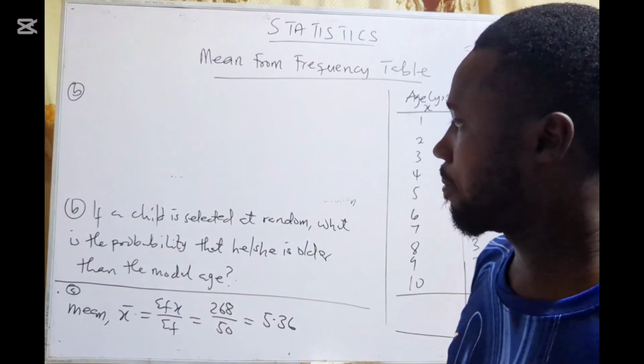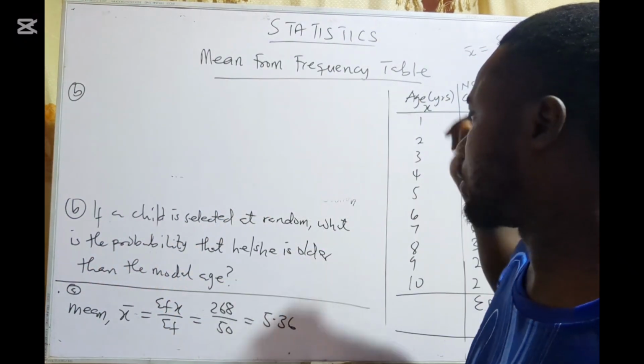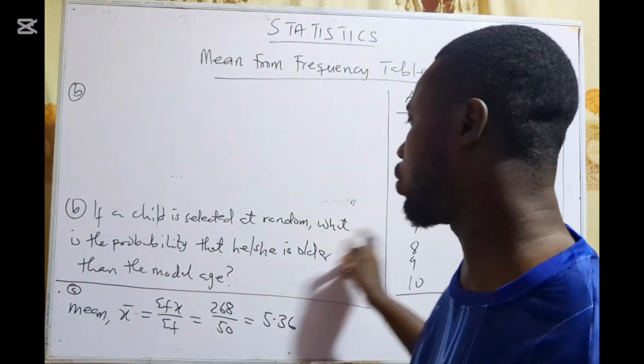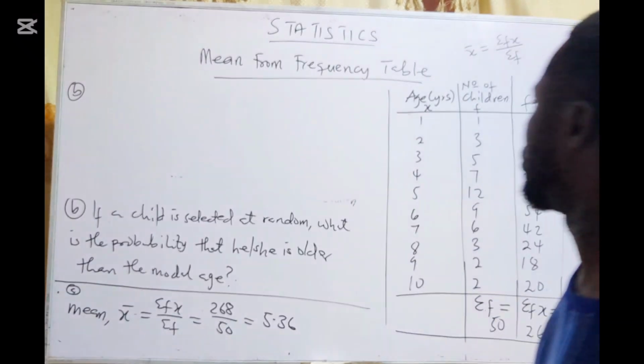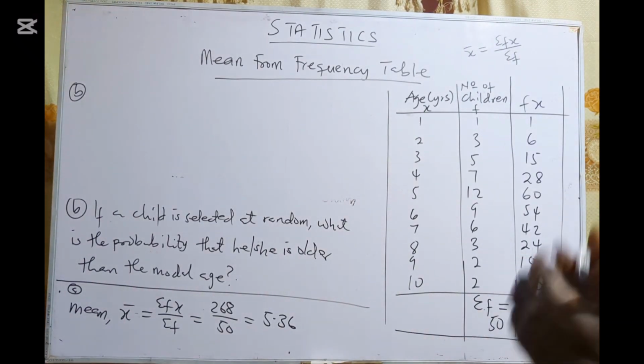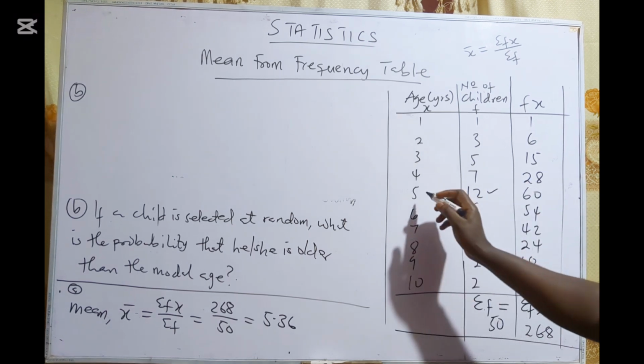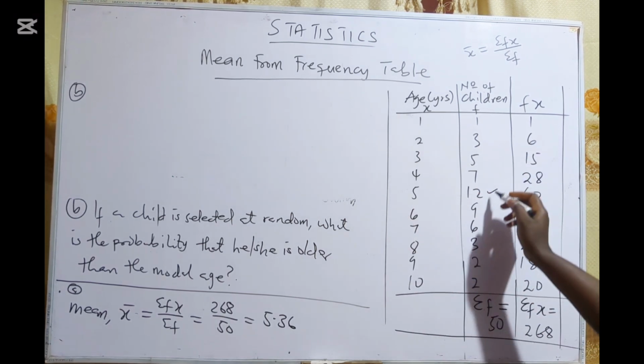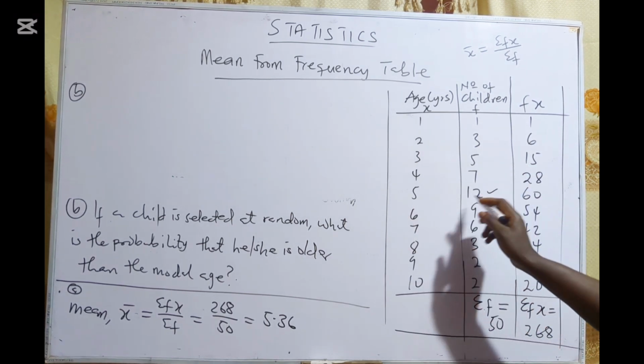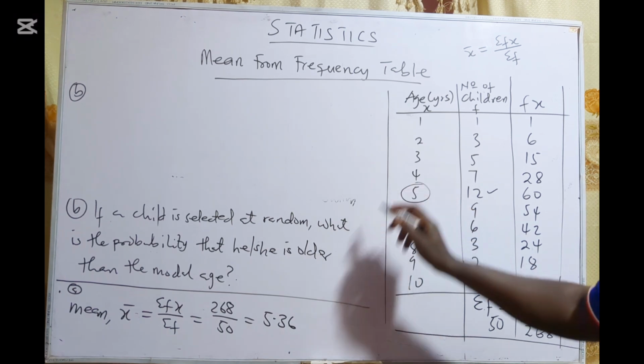So with the B, it says if a child is selected at random, what is the probability that he or she is older than the mother age? So what is the mother age? The age with the highest frequency. Okay, so the mother age is 5, because 5 has the most children, the number of children being 12. So this is the mother age.